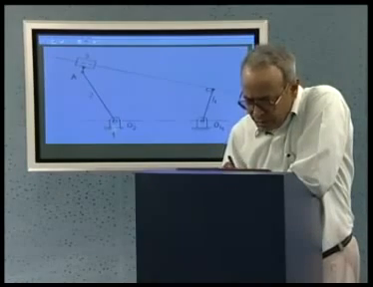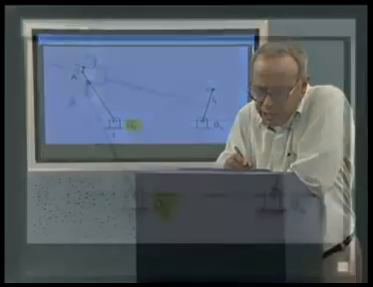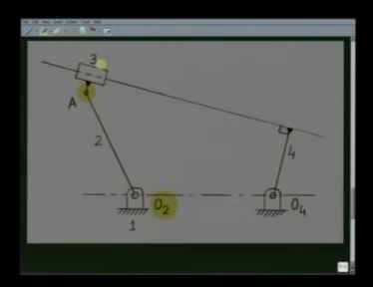Let us now consider this 3R1P mechanism. As we see, link number 2 has a revolute pair with link number 1 at O2 and a revolute pair at A with link number 3. And link number 3 has a prismatic pair with link number 4. And link number 4 has a revolute pair at O4 with link number 1. So, in this 3R1P mechanism, there are 3 revolute pairs at O2, A and O4, and there is a prismatic pair between link 3 and link 4 in this direction.